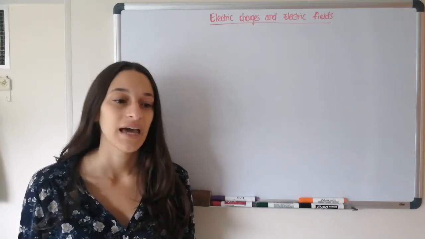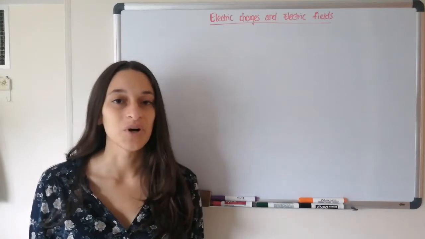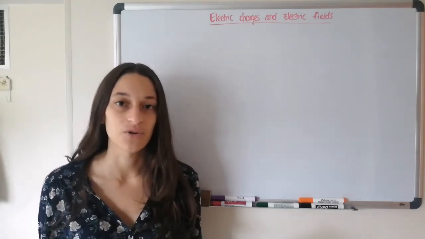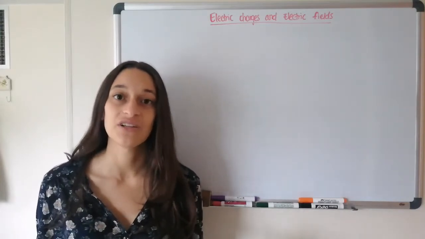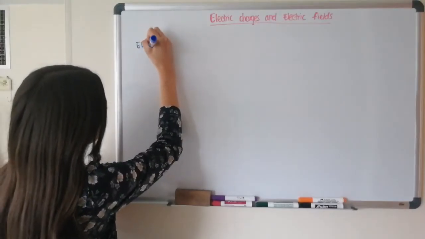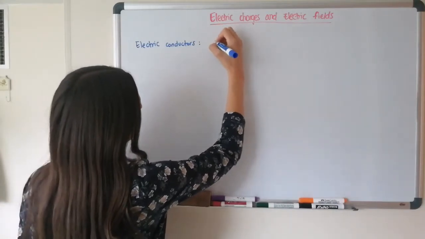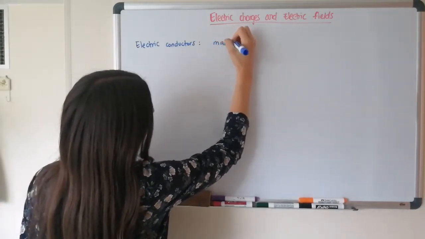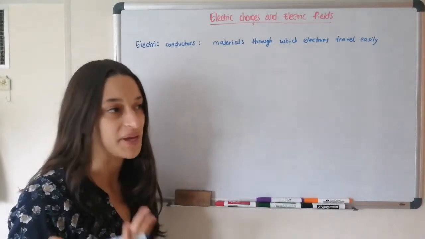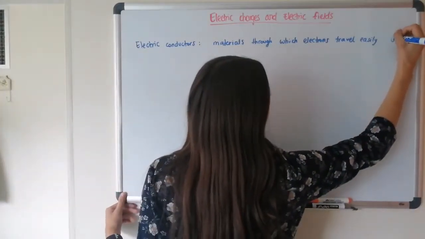But some of them have the possibility of electrons moving easily through them, and some are harder for electrons to move through. So these are divided into two categories: electric insulators and electric conductors. Electric conductors are materials through which electrons can travel easily. An example of one of these materials is metals. Metals can be charged because electrons can travel easily through them. So, metals.